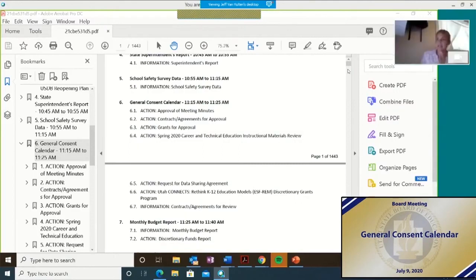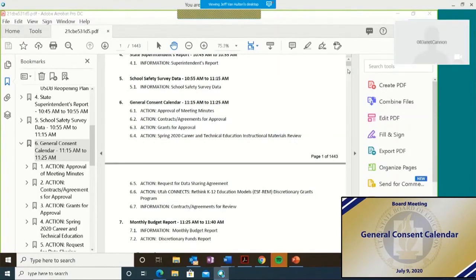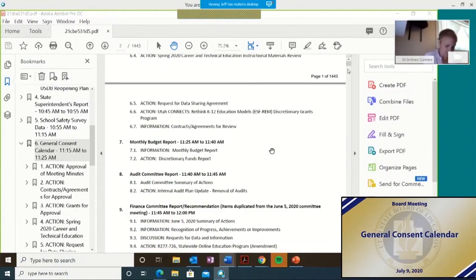Thank you. Okay, this is an action item. I move we approve item 4 on the consent calendar. Okay, is there a second? I would second that motion. Okay, the motion before us is to approve item 4 on the consent calendar, spring 2020 career and technical education instructional materials review. Any discussion to that motion? I see none. Please vote. Okay, that motion passes. 1 no vote, Board Member Belknap. Thank you. Okay, that completes the consent calendar.